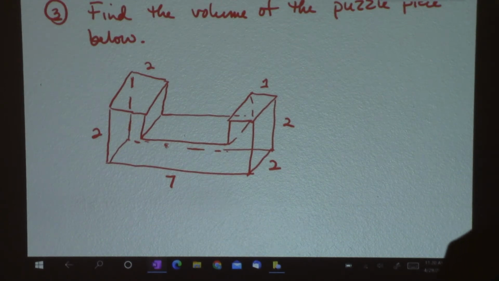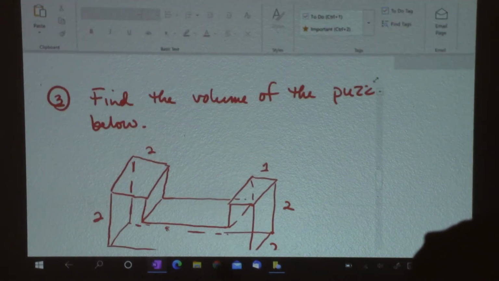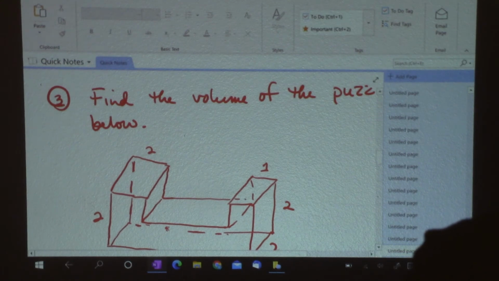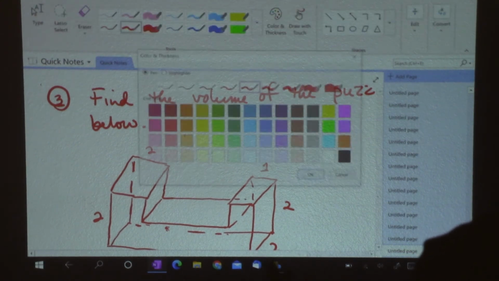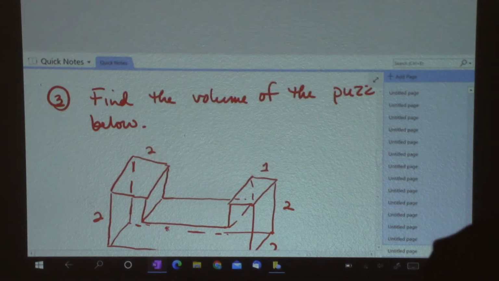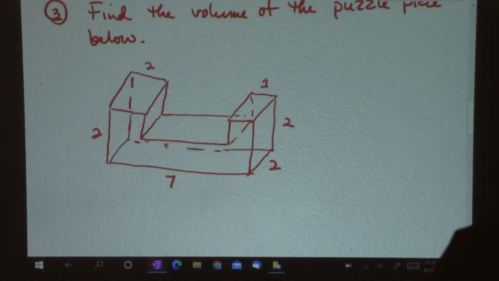Okay, so why don't we go ahead and figure this out. Now this is volume, so I want all the parts of it. It's a 3D shape. So I'm going to change colors so that I can easily talk about this. I'm going to split it up into 3 parts. I can split it into 3 prisms here. Do you see this one? And this comes down back here. Okay, so there's that one.